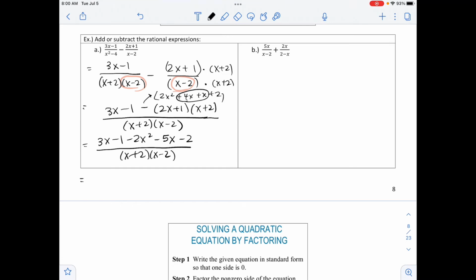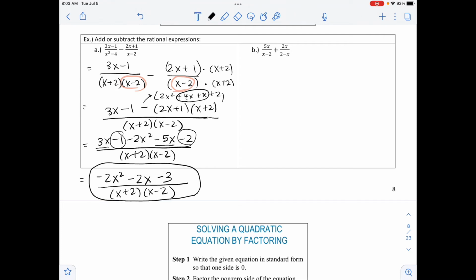Again, writing this in standard form. So we have a negative 2x squared. We have a 3x minus 5x, which is going to be negative 2x. And then we have a negative 1 and a negative 2, which is negative 3, over x plus 2, x minus 2. And looking at that numerator, it does not seem like we would be able to factor that. You can check again by using the x method or guess and check to see, and you'll realize that we can't. So this is as far as we can go by adding and subtracting this rational expression.